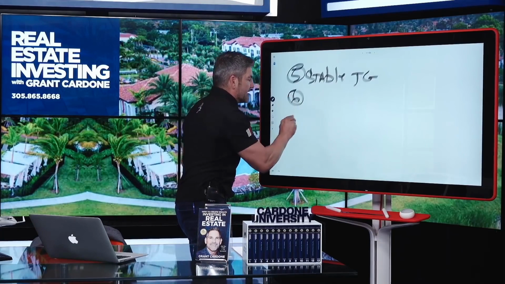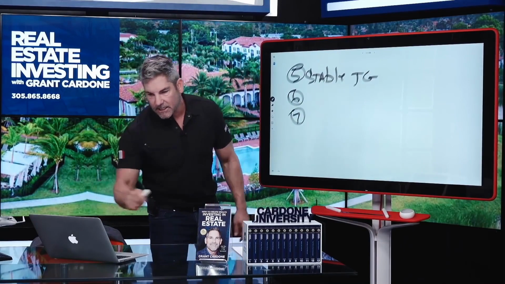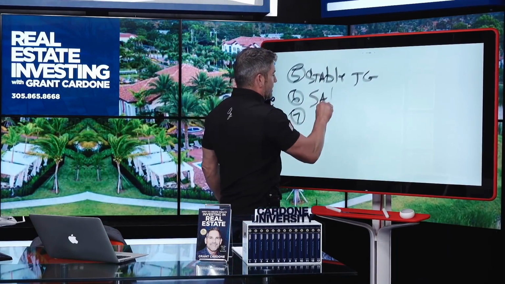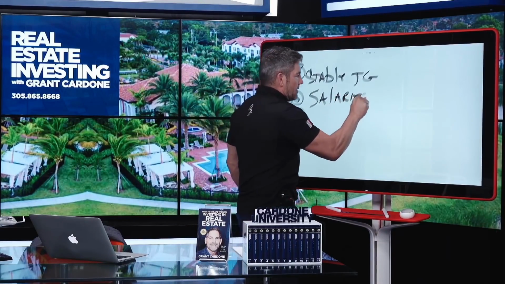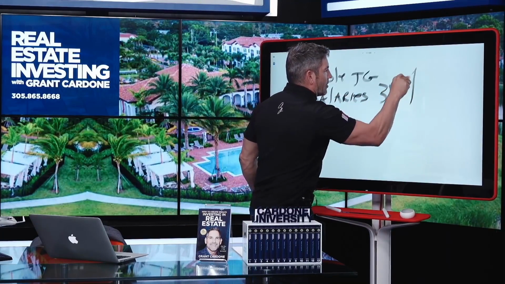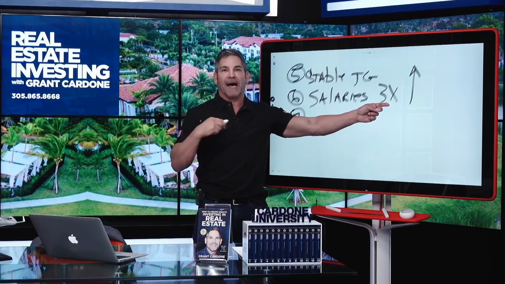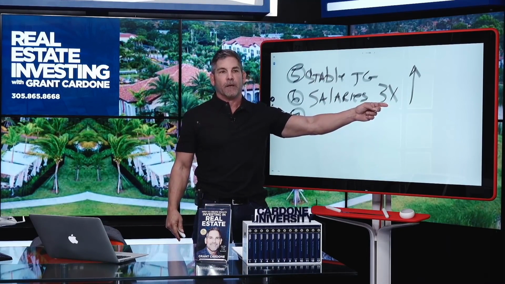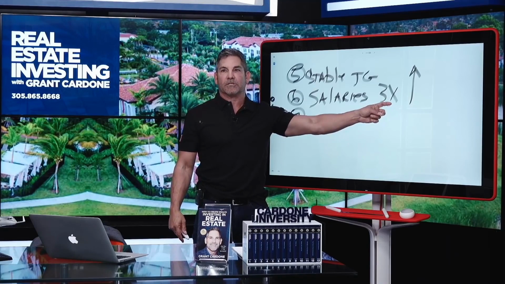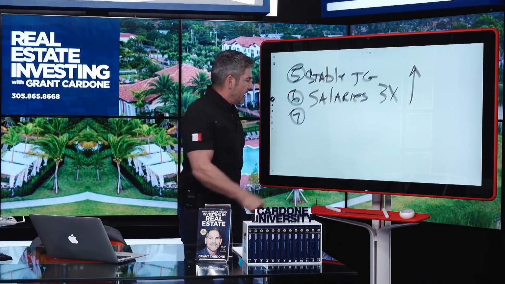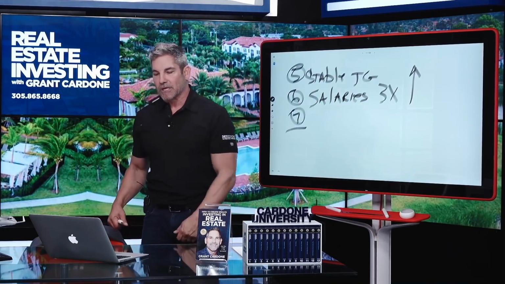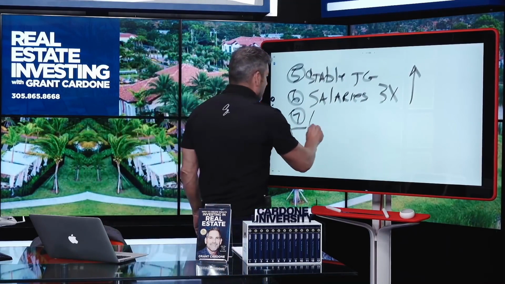Number 6 and 7, check it out. Number 6 is salaries 3x or greater. I buy some properties where the tenants earn 5 times the rent. The higher this multiple is, the better the property is. And number 7, you guys just thought this was all about price, okay?